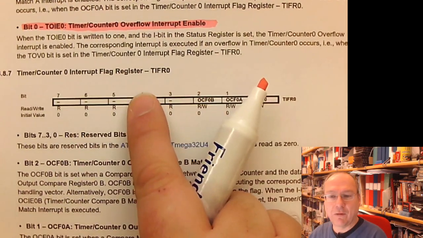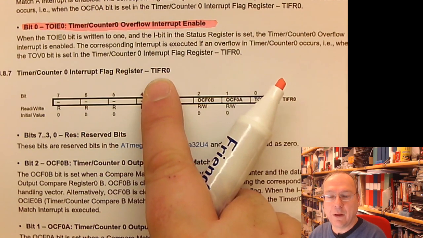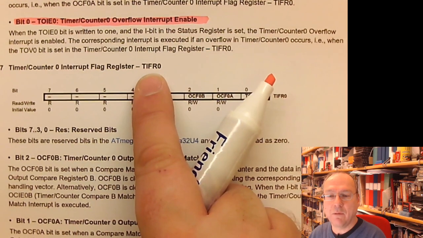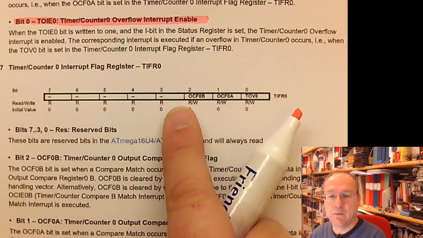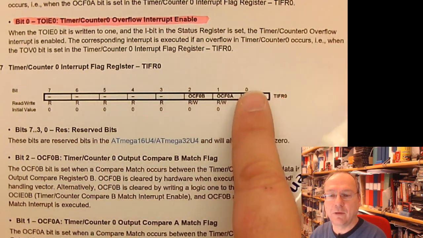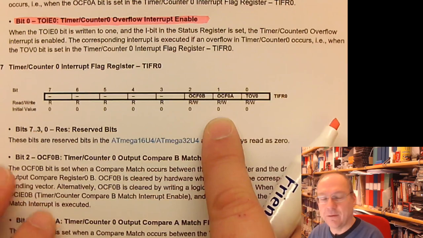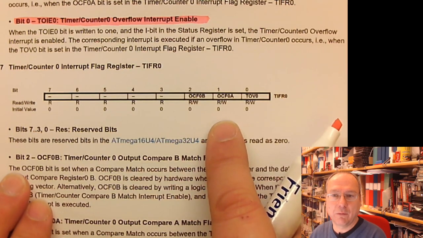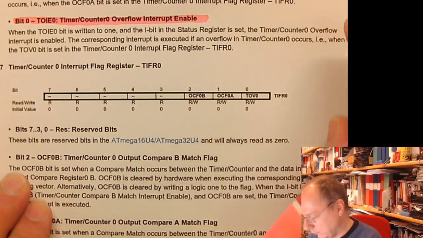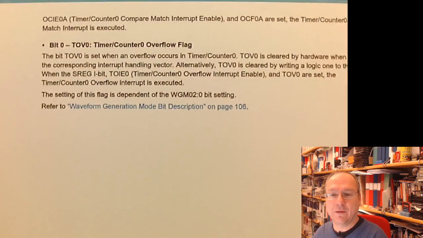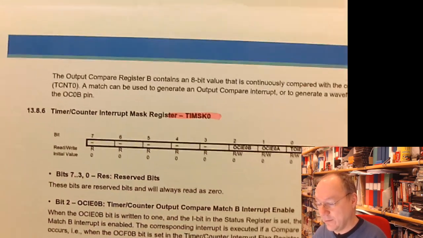We have another register which I've never used myself. When several interrupts happen at the same time, you can check in the flag register which interrupt occurred. But since they are all connected to different interrupt service routines, we actually don't have to do this. Is there anything else? No, there's nothing else. We're at the end of this section of the datasheet, luckily.